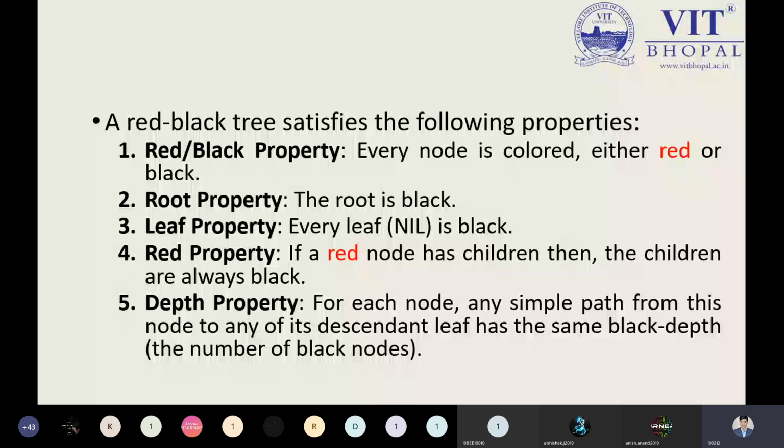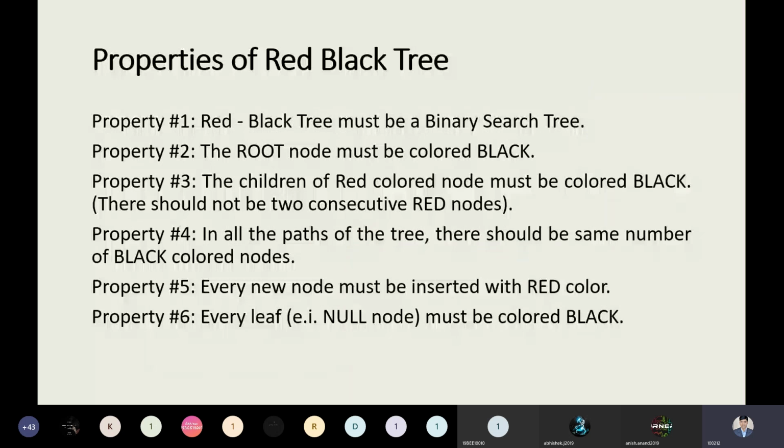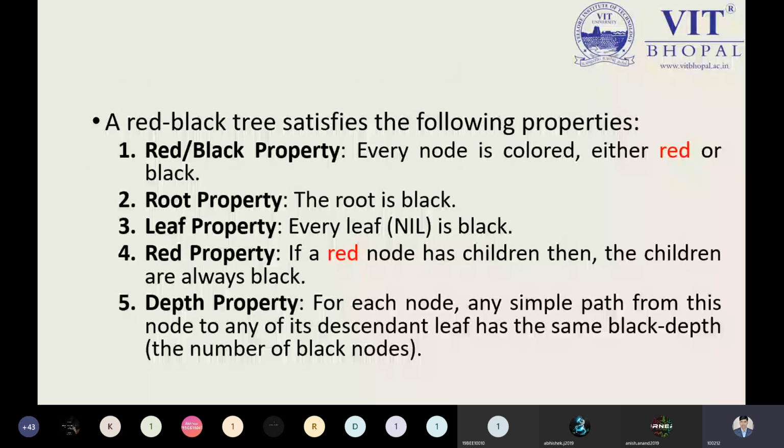Through this slide you can see this term in property number 3. The children of a red colored node must be colored black. It means there should not be two consecutive red nodes. And property number 4 says that in all the paths of the tree there must be the same number of black colored nodes. Please keep in mind that property number 4 and the depth property are the same, and we will see each concept through an example, so you will learn a lot.